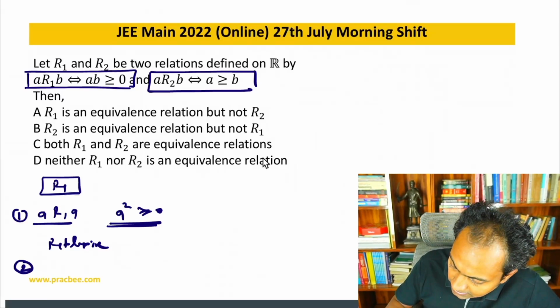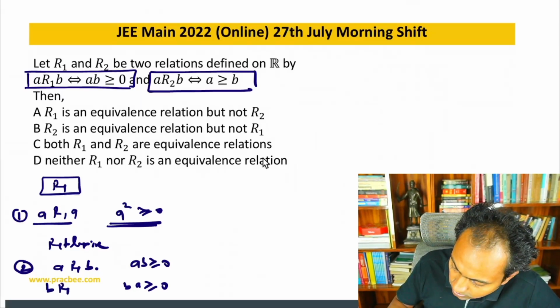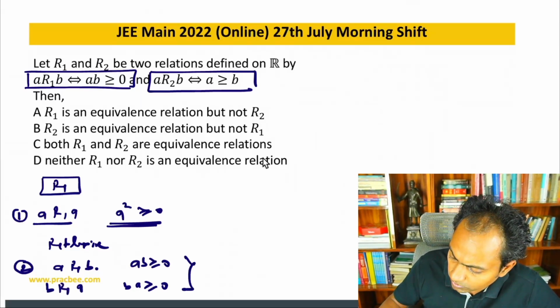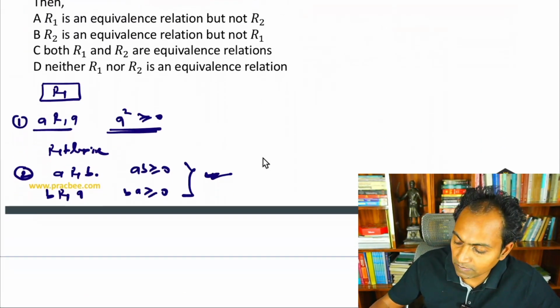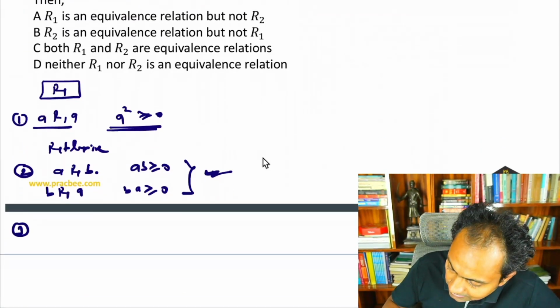Now what we are saying is, if A is related to B, that would mean AB is greater than or equal to 0. Then obviously BA will also be greater than or equal to 0. So B is also related to A. This part also comes out to be true. This is symmetric as well. Now let us check for the third part, that is transitive.